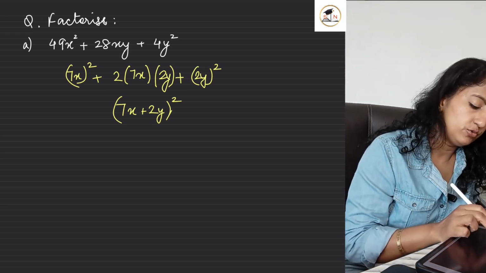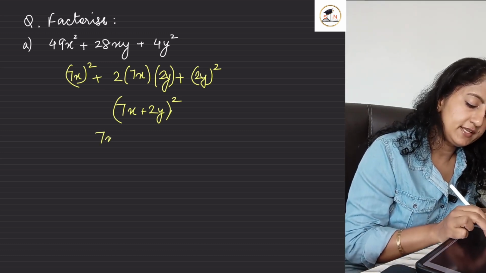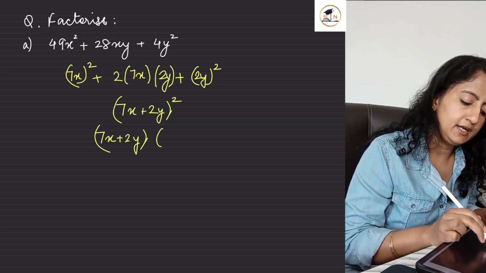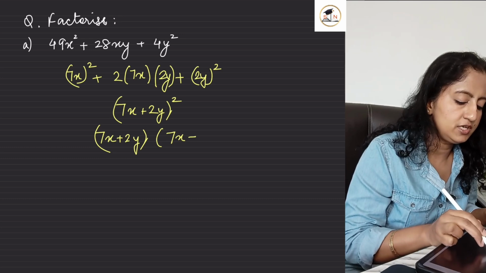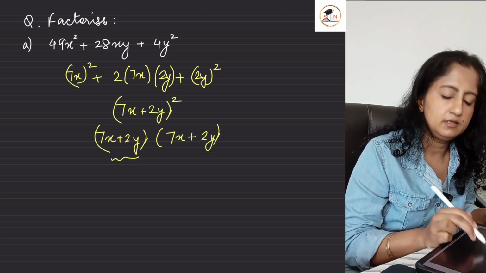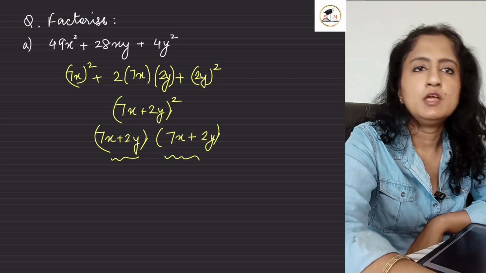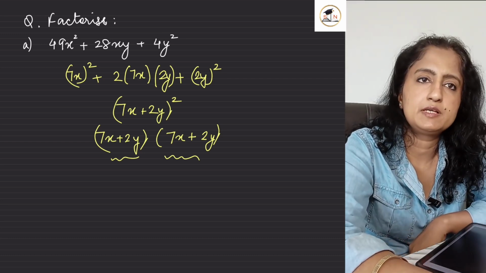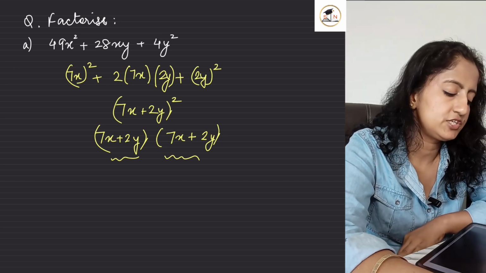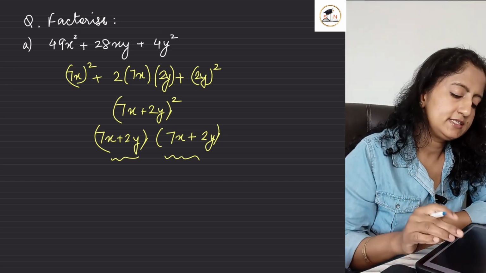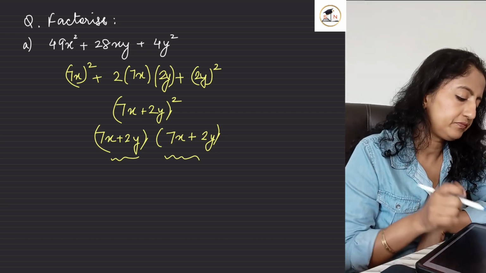So what we are going to do, we are going to write 7x plus 2y in one bracket, and repeating that in another bracket actually gives us two factors. First factor and the second factor. So this is how we have applied the first identity of a plus b whole square in factorization over here in a simple question, right? Now, let's try another one.